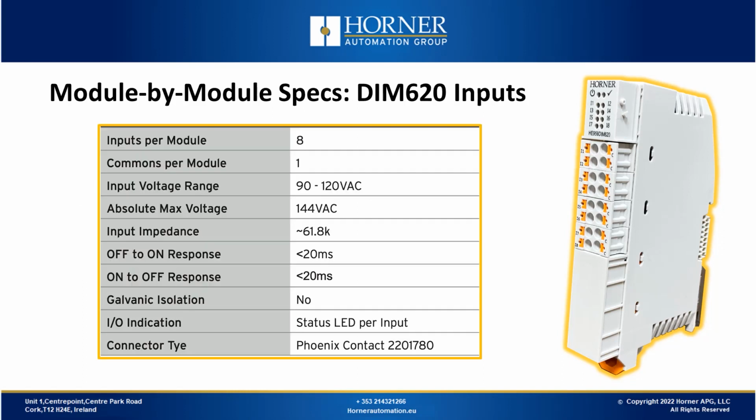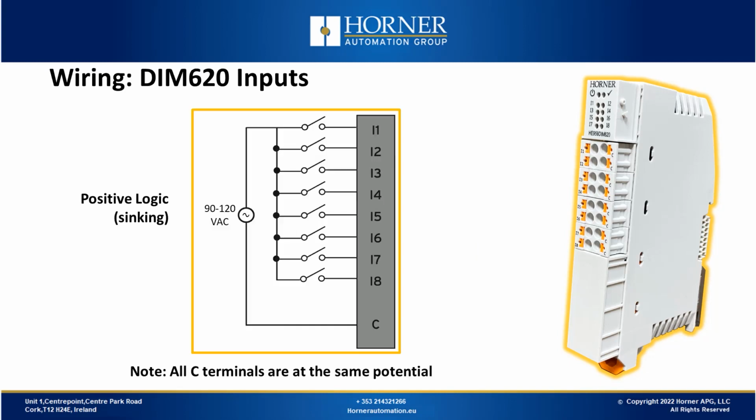From a specification standpoint, one thing we notice is the fact that the AC inputs are obviously not as fast switching wise as the DC inputs. DC inputs would switch in about a millisecond, whereas with AC type inputs the on to off response and vice versa is closer to 20 milliseconds. For wiring, it's very straightforward. You just take the hot side of the signal coming out of the sensor, wire that through the switches and into the input terminals, and the neutral side gets wired to the common terminal on the module.